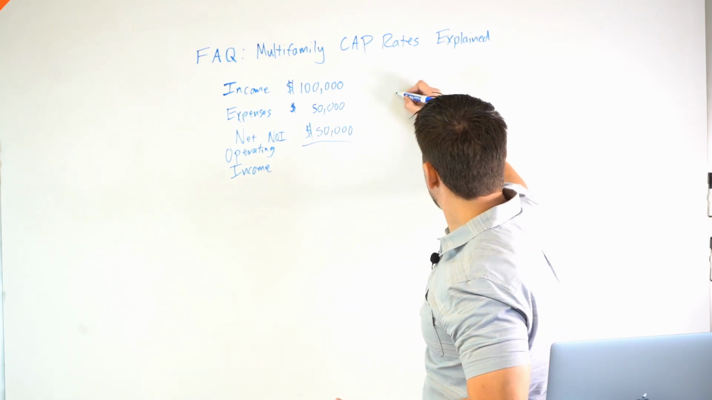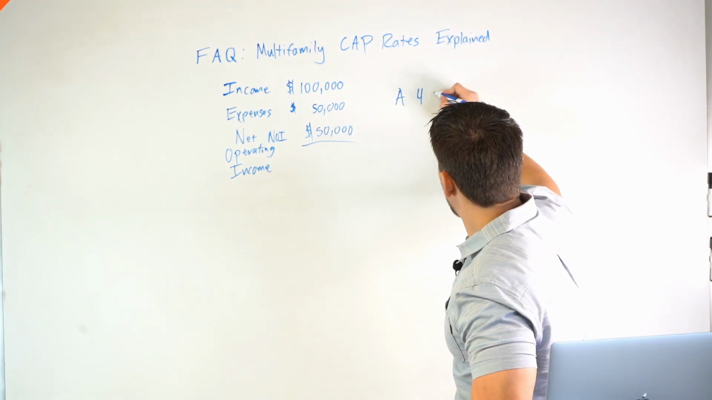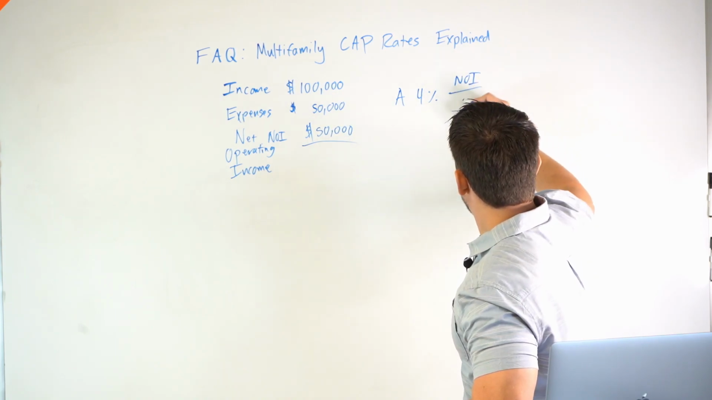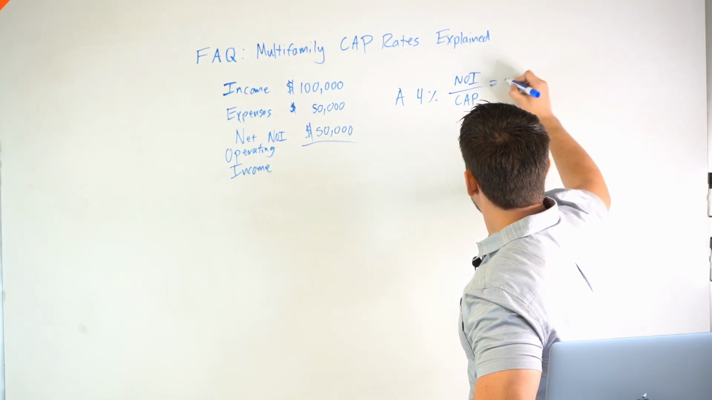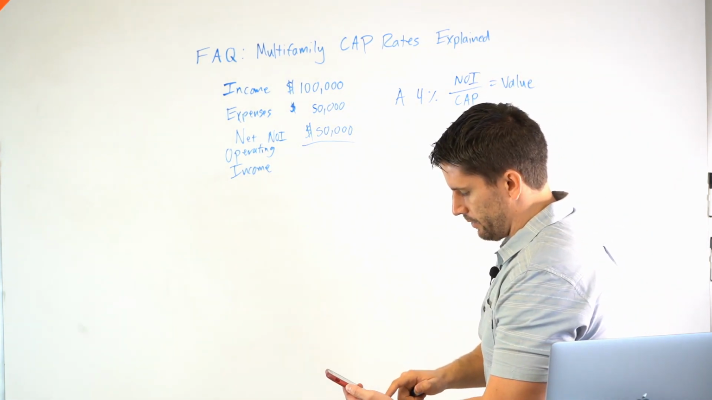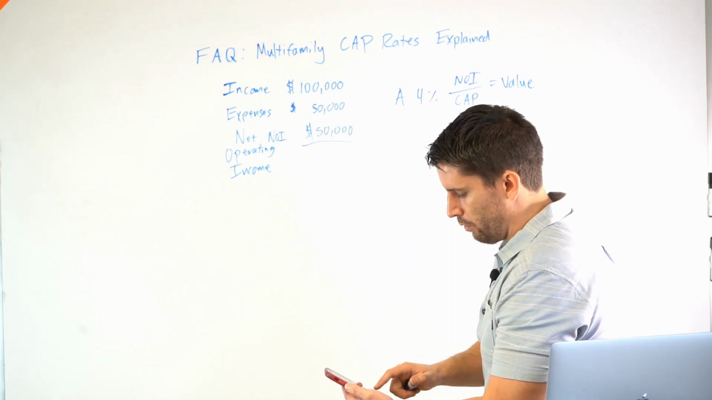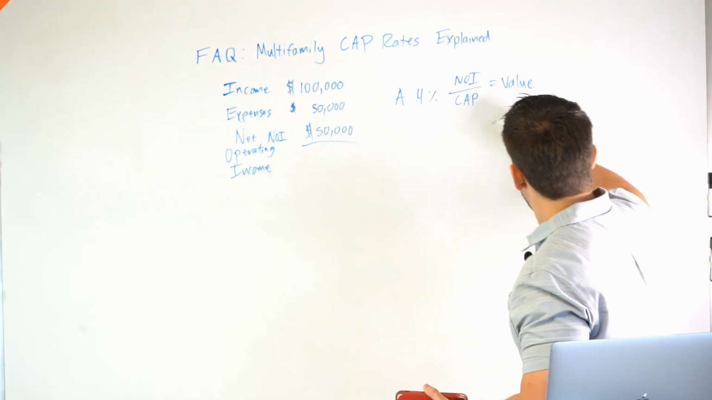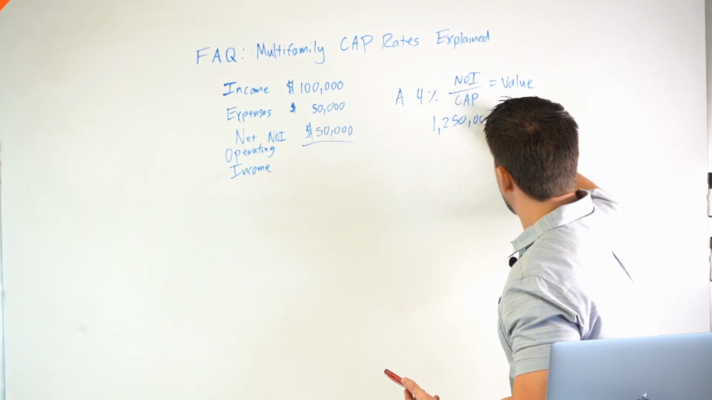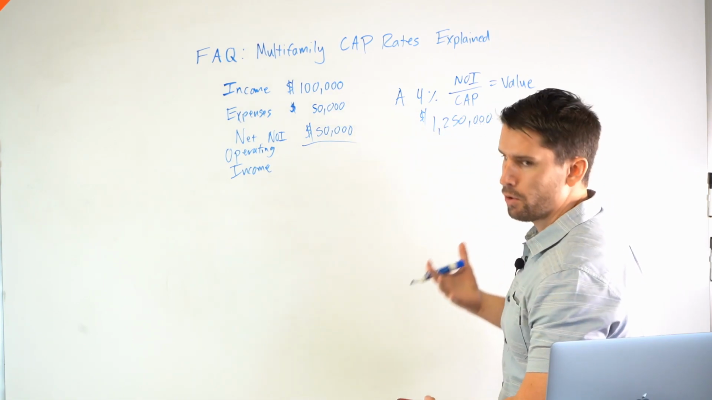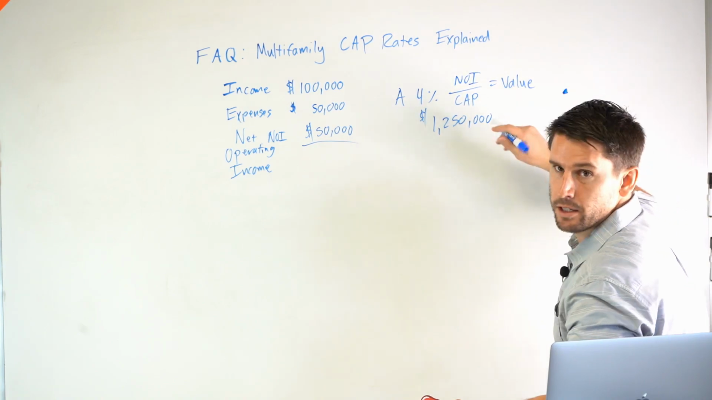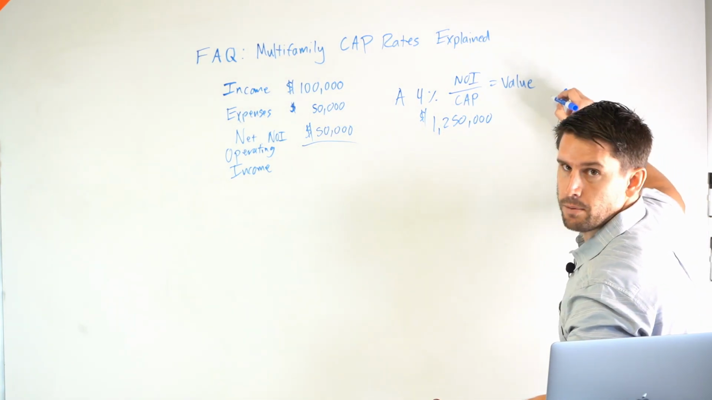So what you would do in an A-class area at a 4 cap, so 4%, is you take the NOI and divide it by the cap rate, and that'll give you the value of the asset. So 50,000 divided by 0.04, meaning 4%, that would give you a 1.25 million value. If I were a broker, that's typically what they recommend. Hey, I've seen in this area, here's your subject property. Can you see over here on the right? Here's your subject property.